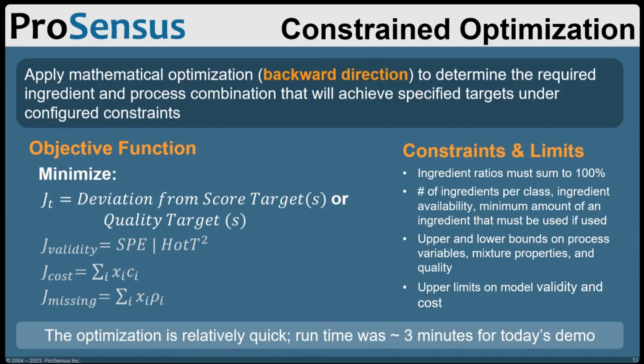And then we have upper and lower bounds on process variables that can be configured, mixture properties, and quality variables. And we also have upper limits on how far you can extrapolate in terms of the SPE and HT2, and an upper limit for the cost that the optimization can use. The optimization is relatively quick. The runtime is less than 3 minutes for today's demo, where we have 40 decision variables.